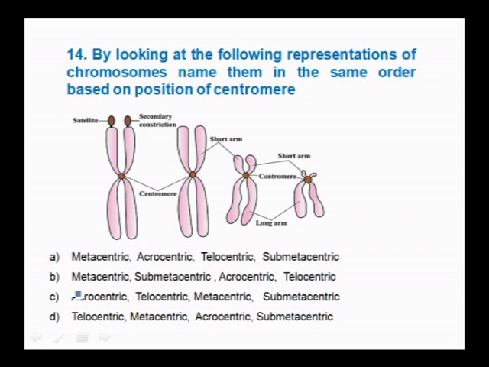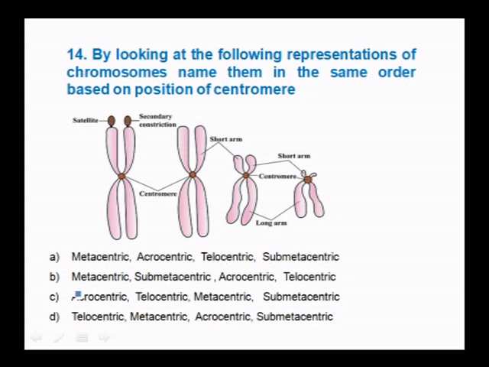The second one has it slightly away from the center, as a result of which one side of the arm looks shorter and the other side looks longer. The third diagram indicates once again the centromere away from the center, almost near the end, and the fourth diagram has the centromere almost at the tip with a very short arm on the upper side. So this set of diagrams indicates the chromosomes can be classified as metacentric, submetacentric, acrocentric and telocentric respectively.